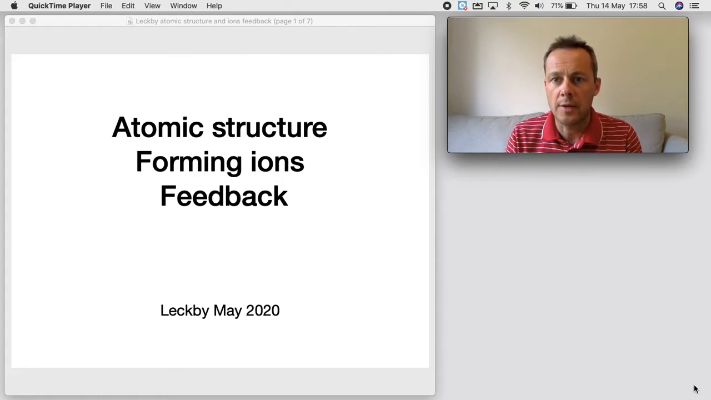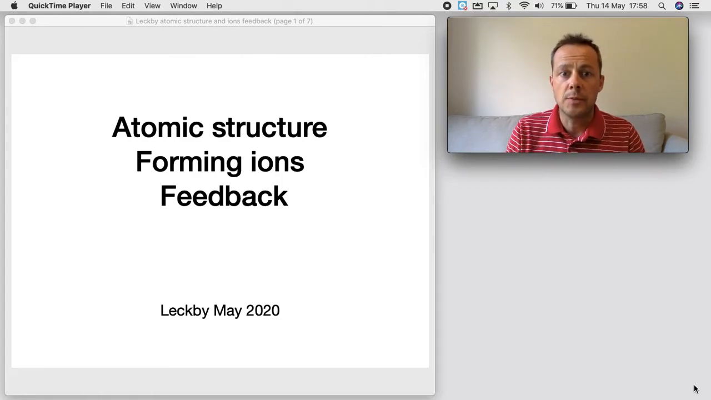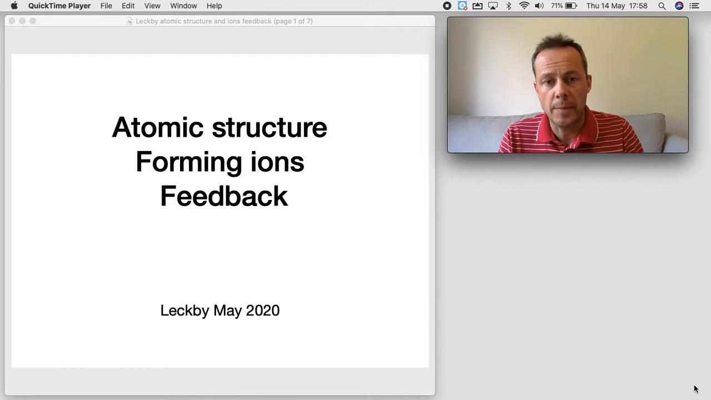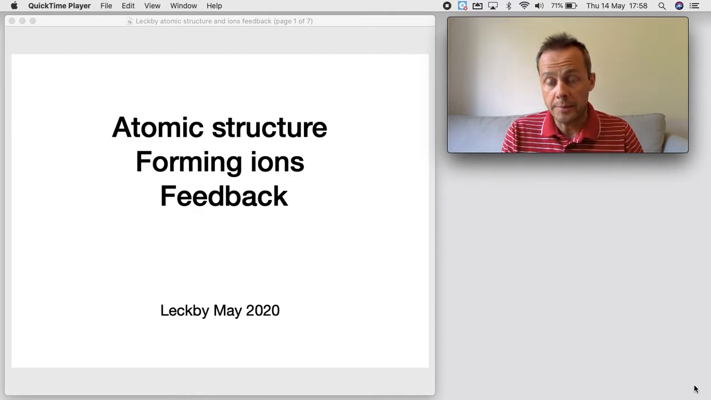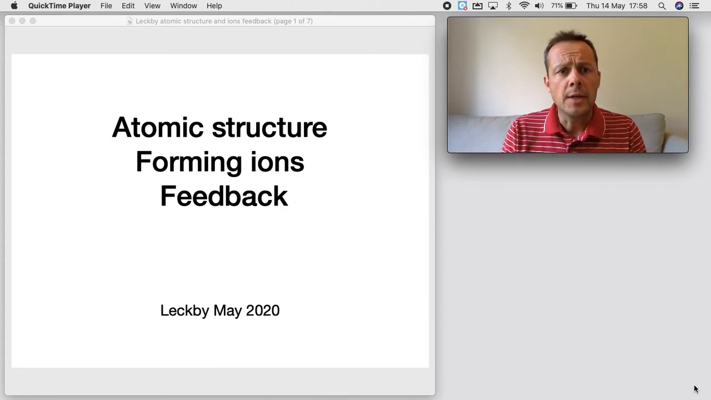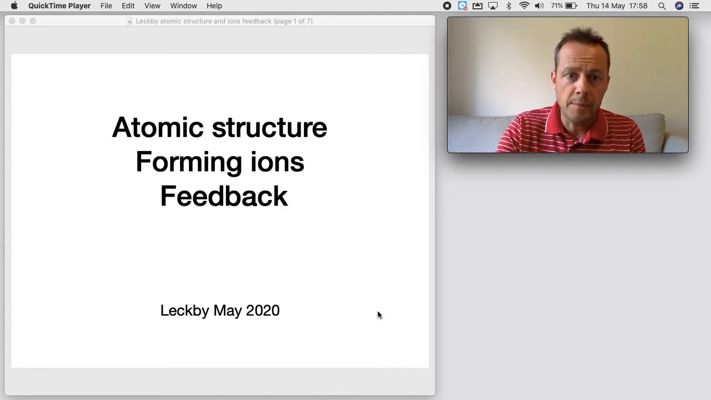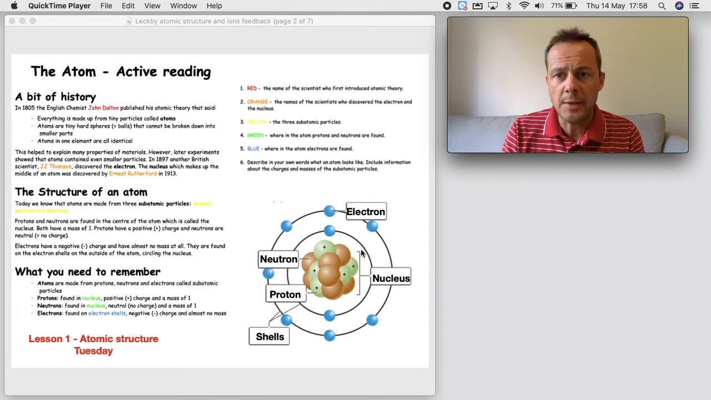Work you've done over the last couple of lessons. Two lessons. First one was about atomic structure. The second one was about forming ions. I've gone through all of your work. I've put comments on the document, and I've added comments to your profiles, I think they're called. So going through, generally, pretty pleased with how everyone is getting on.